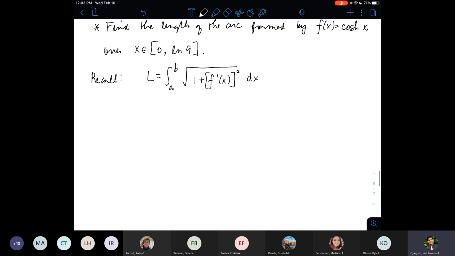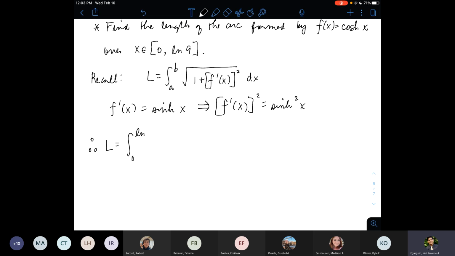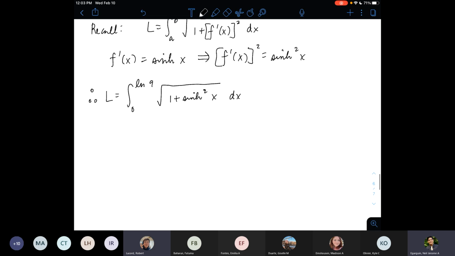So the main ingredient for the arc length formula is f prime. If we look at f prime here, the given function is hyperbolic cosine. The derivative would be hyperbolic sine, right? And if we square that, I'll have simply hyperbolic sine squared of x. Therefore, the arc length would be an integral from 0 to ln 9, because those are the x values covered by the arc, of the square root of 1 plus hyperbolic sine squared of x dx.